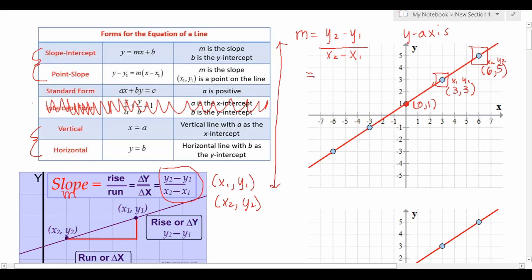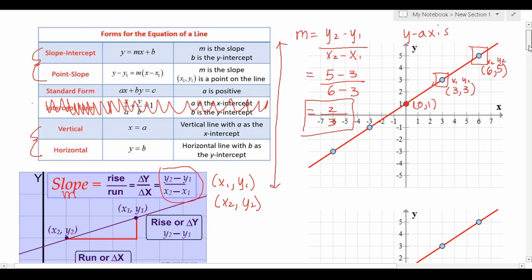Let's go ahead and do that. y2 is 5 in this case, and that's minus y1, which is 3. x2 is 6 minus x1, which is 3. Therefore, we have 5 minus 3, which is 2, over 6 minus 3, which is 3. So in other words, the slope of this line is 2/3. Okay?